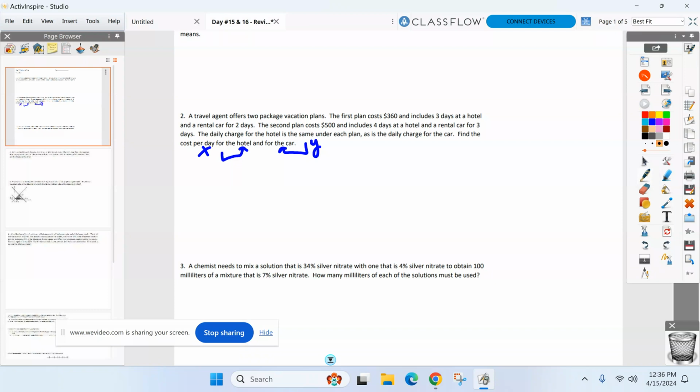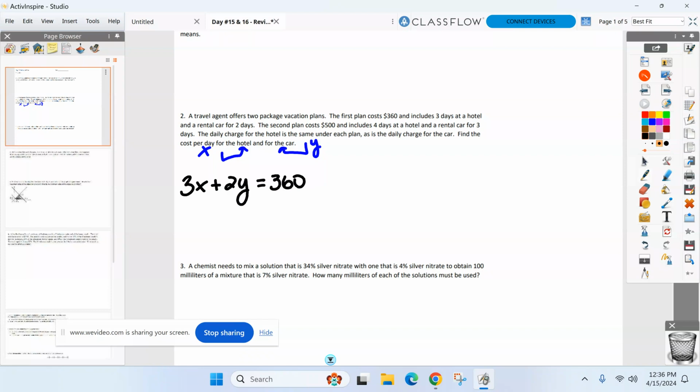All right, and now we're going to set up 2 equations. One for the first plan, one for the second one. Okay, do not overthink this. First plan, $360 for 3 days in a hotel and 2 days in a rental car. Hotel we called X, so 3X plus 2Y. It's going to give me $360.